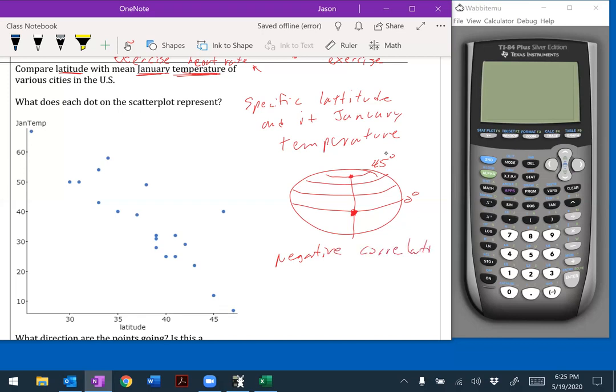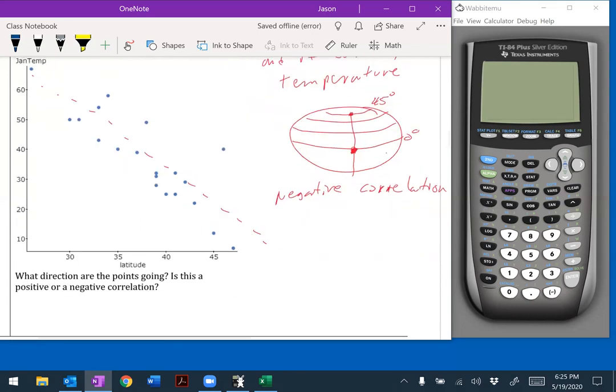So this would be a negative correlation, and there's obviously some sort of trend here, a linear trend down. What direction are the points going? They're going downhill from left to right. The lower the latitude, the higher the temperature.